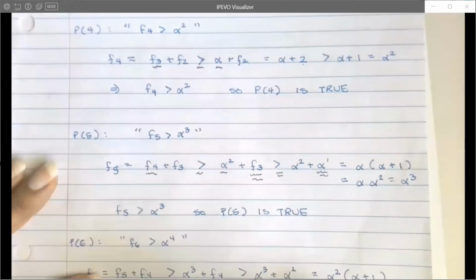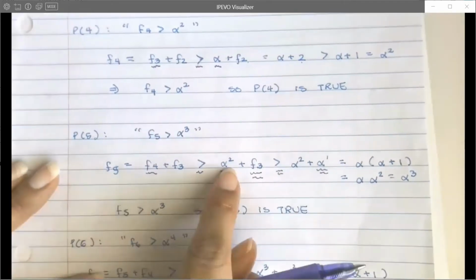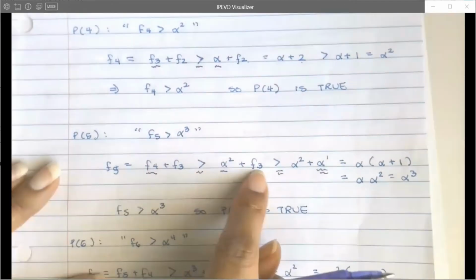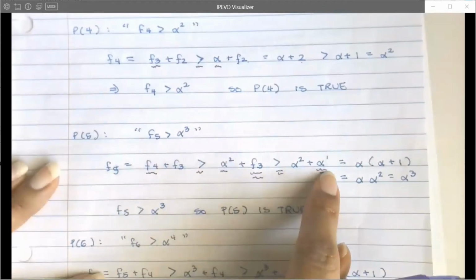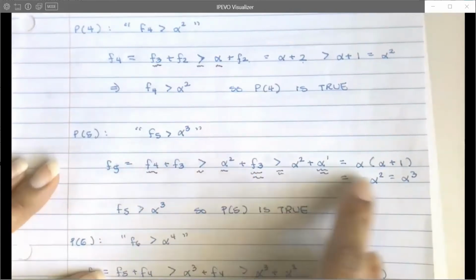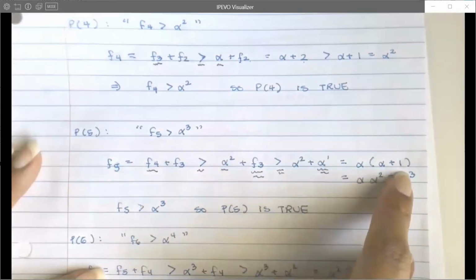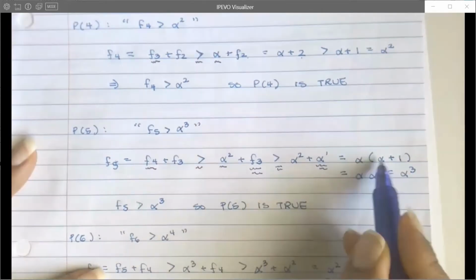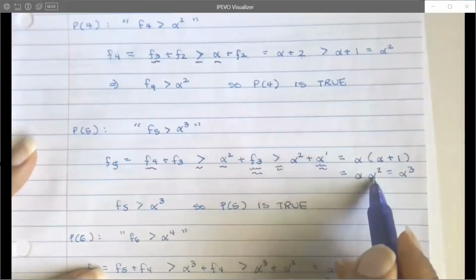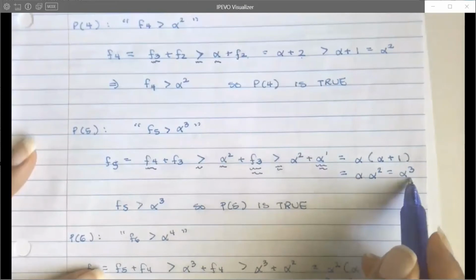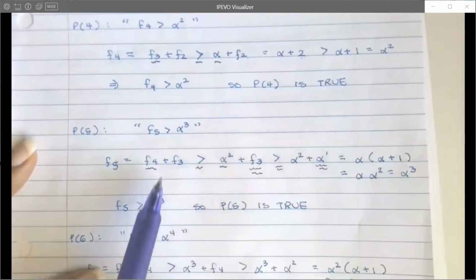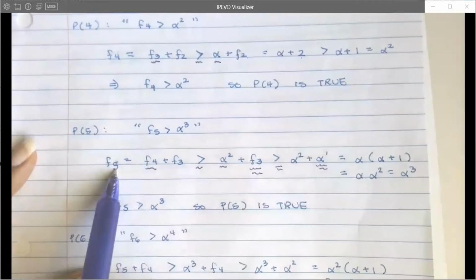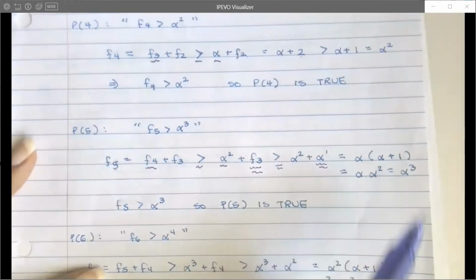So together the sum, alpha squared plus F3, is going to be larger than alpha squared plus alpha to the 1. Now what can happen from here? I can pull out an alpha, and that's going to leave me an alpha plus 1. And alpha plus 1 is exactly alpha squared, so that gives us alpha to the 3rd. So that means that F5 has to be larger than alpha to the 3rd.